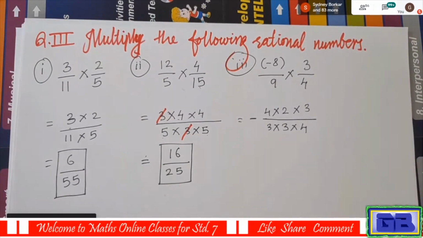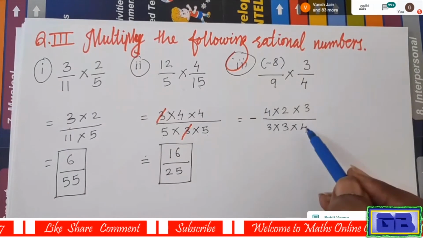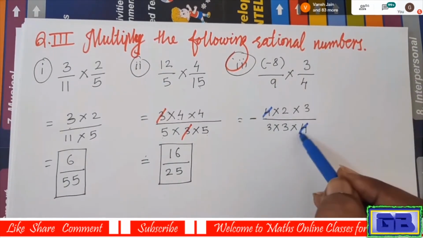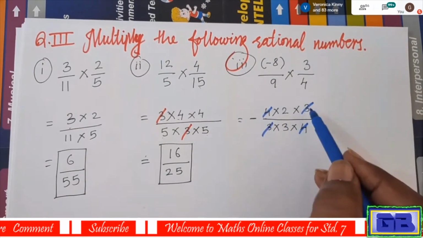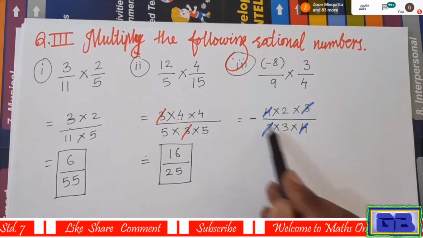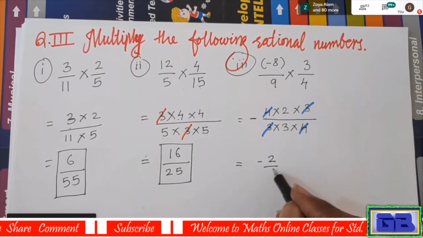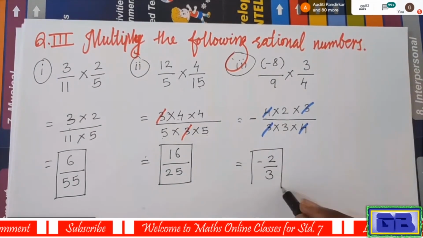Now tell me, up and down, which numbers are the same? Here 4 is there, here 4 is there, so cut this 4 and this 4. Here 3 is there and here 3 is there, we can cut this. Now what is left? 2 is left and 3 is left, the minus sign is left, so negative 2 by 3 is your answer.